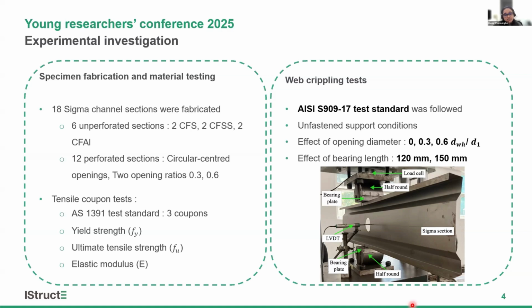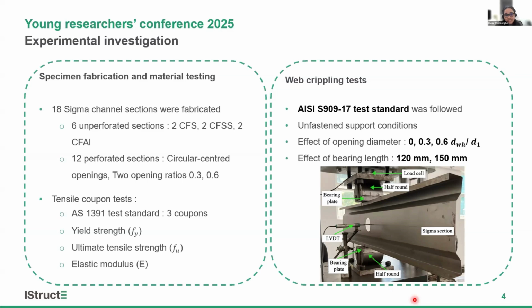And there we understood that when we increase the opening diameter, it causes a reduction in the web crippling strength. And when we increase the bearing length, it goes to increase the web crippling strength.